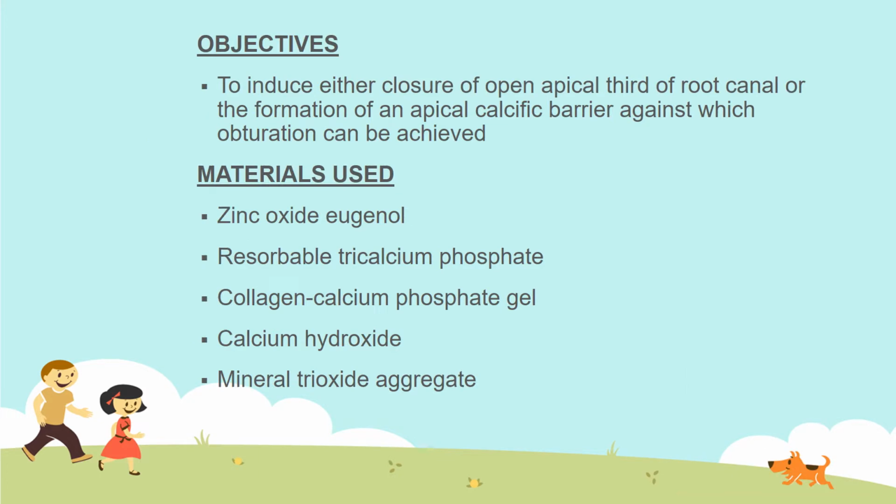Why are we doing apexification? To induce either closure of the open apical third of the root canal or the formation of an apical calcific barrier against which obturation can be achieved. We can use zinc oxide eugenol, resorbable tricalcium phosphate, collagen calcium phosphate gel, calcium hydroxide and MTA.